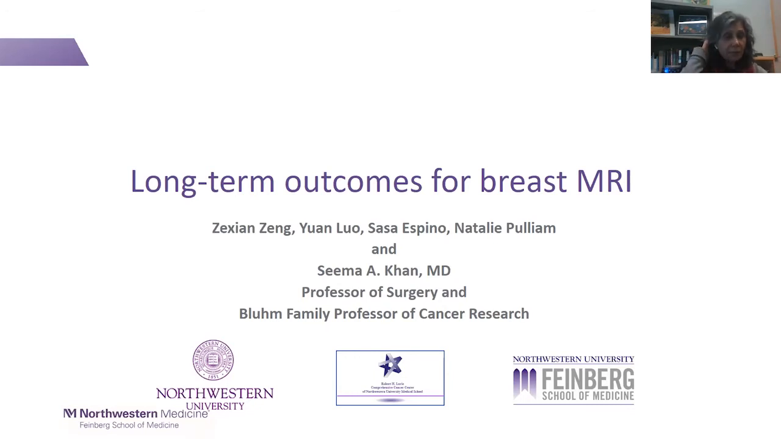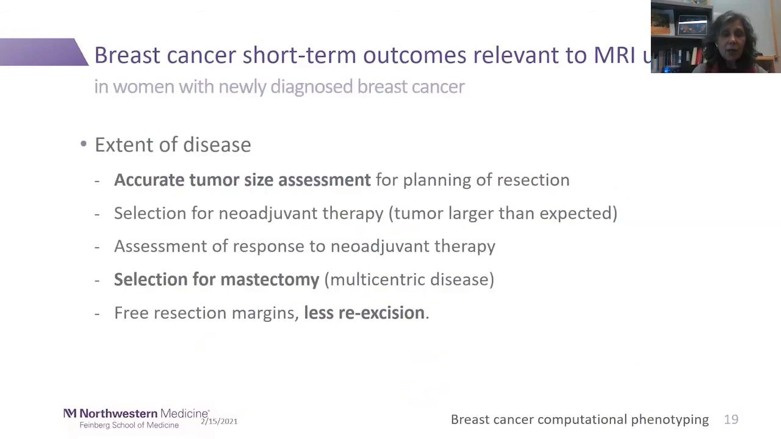Next slide, please. Yeah, great. So the cancer outcomes that have attracted attention in the application of MRI, actually, most of the publications have addressed short-term outcomes, which are easy to get from the medical record. So this is comparison of the pathologic size with the MRI size or the mammogram size. So this showed that tumor size assessment was in fact more accurate with MRI.